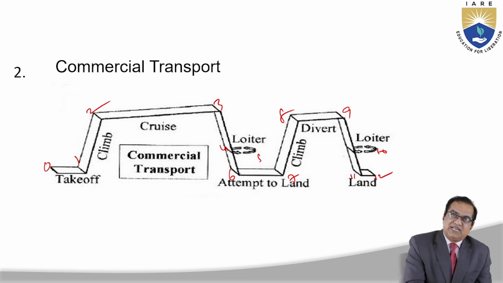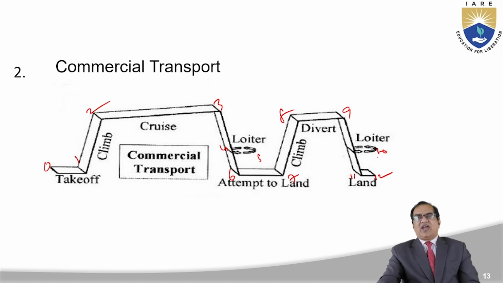It will approach again from 6, and it will land here, park, and deboard the passengers or the cargo. After some time, it will take off, it will divert, then it will go to 9, again it will descend, again loiter, then again 10 to 11 descend and again land. So the number of flights you can plan.